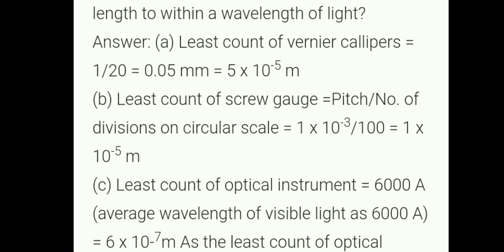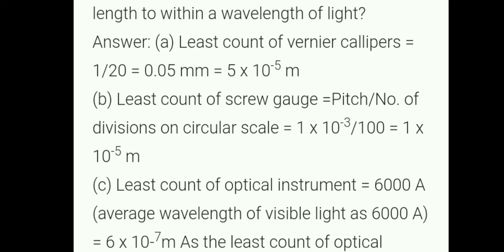Now come to the least count of the screw gauge. The formula to calculate the least count of the screw gauge is pitch divided by the number of divisions on the circular scale. Now the pitch is already given as 1 mm, and convert mm into meter, that is 10 to the power minus 3 meter, divided by 100 divisions. It will be 1 into 10 to the power minus 5 meter. This is the least count of the screw gauge.